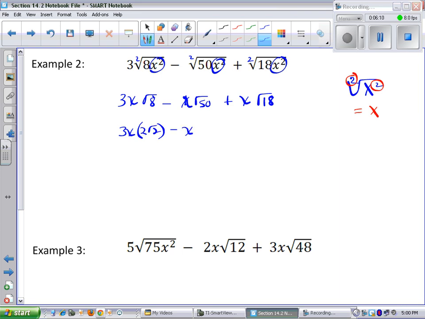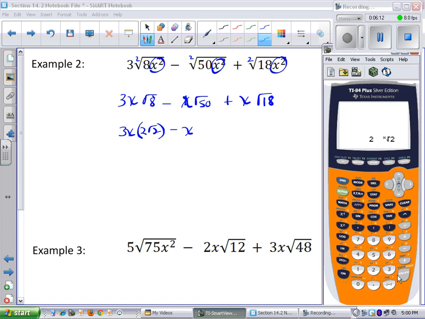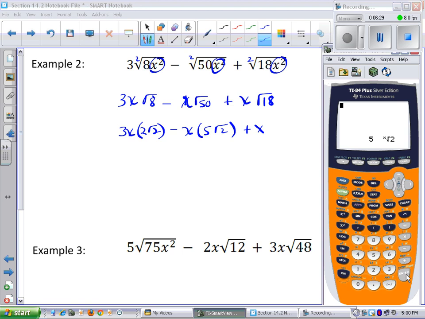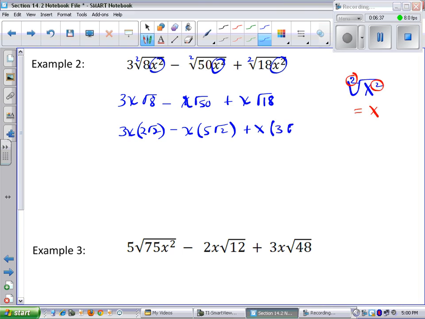What does the square root of 50 give me? Square root of 50 gives me 5 square roots of 2 plus x. And what does the square root of 18 give me? Square root of 18 gives me 3 square roots of 2.